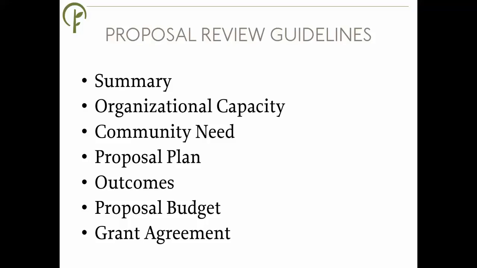The outcomes is where you describe what you hope to change, what that will look like, and how you're going to measure that. And that also is a priority area of scoring, and it would be ×2. So it's doubled for that category.